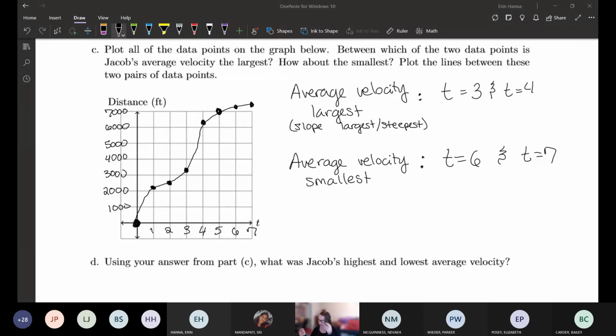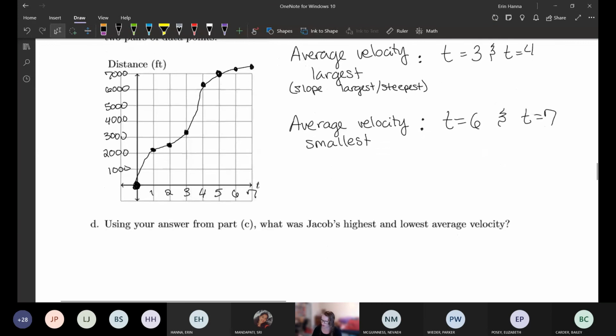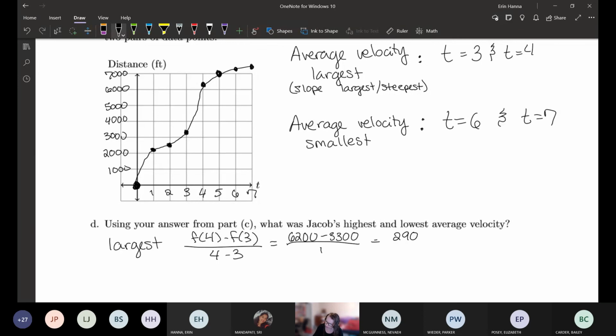And then the last piece of this question is asking us to actually find that largest and smallest average velocity. So if we look at the largest, that was between our t equals 3 and t equals 4. So we'd have f of 4 minus f of 3 all over 4 minus 3. If we go back to the table and grab those values, it would give us 6,200 minus 3,300 all over 1, which reduces to 2,900 over 1.